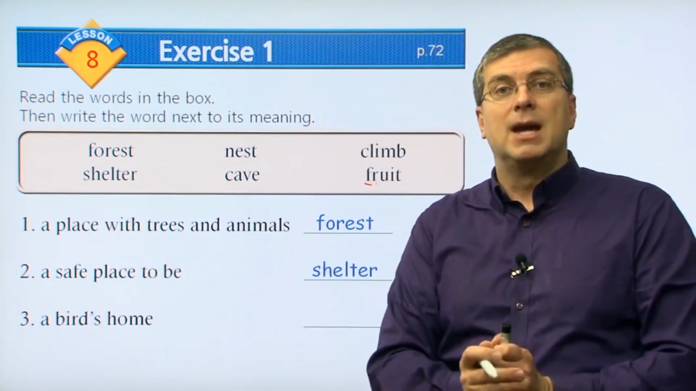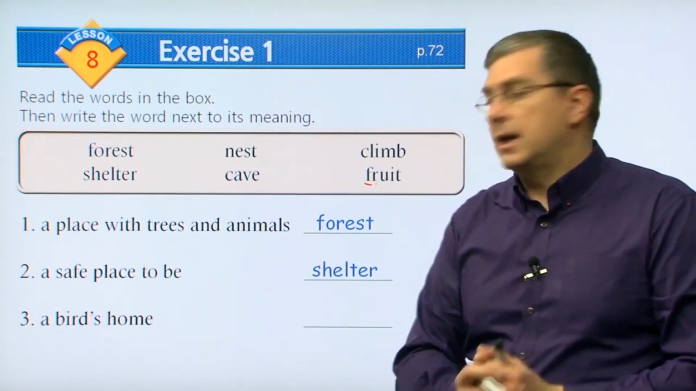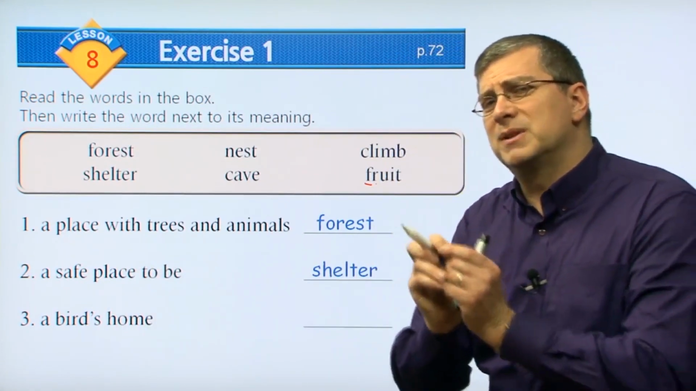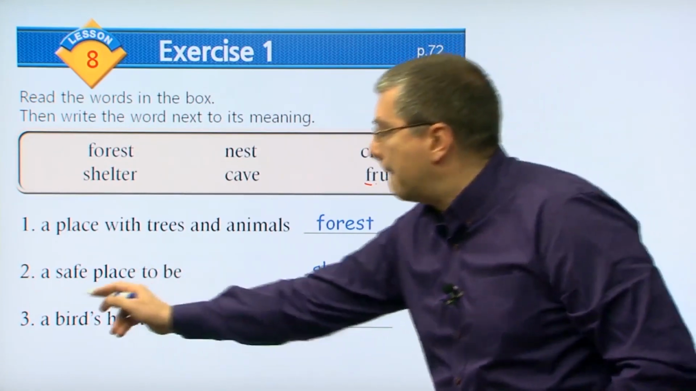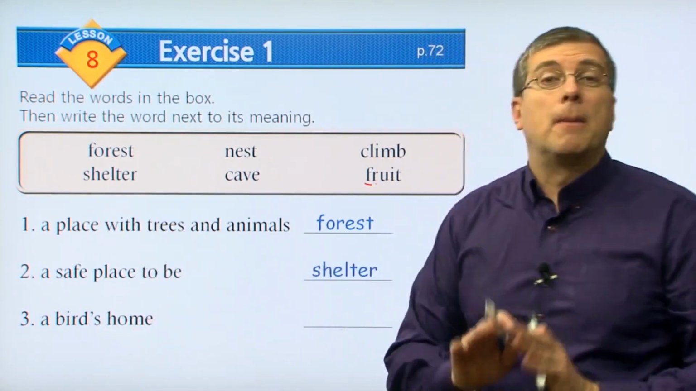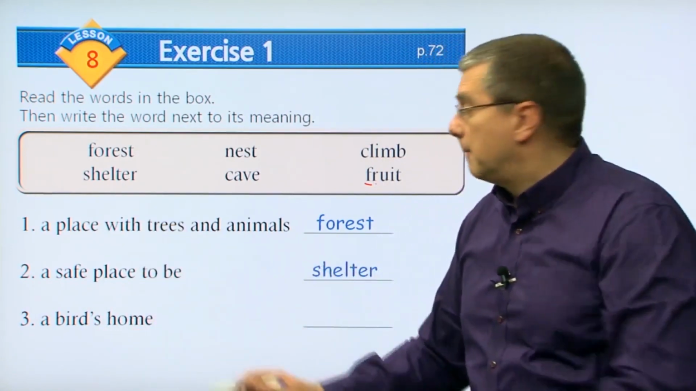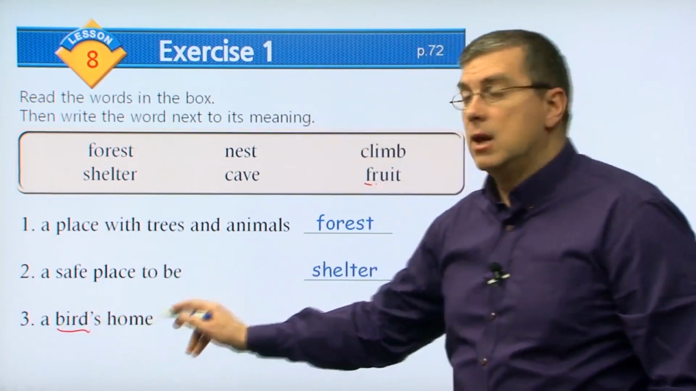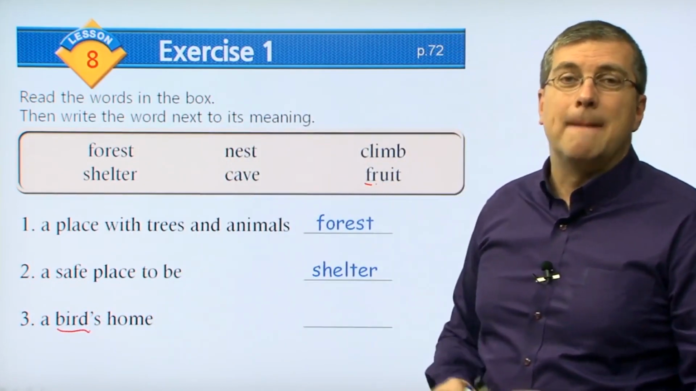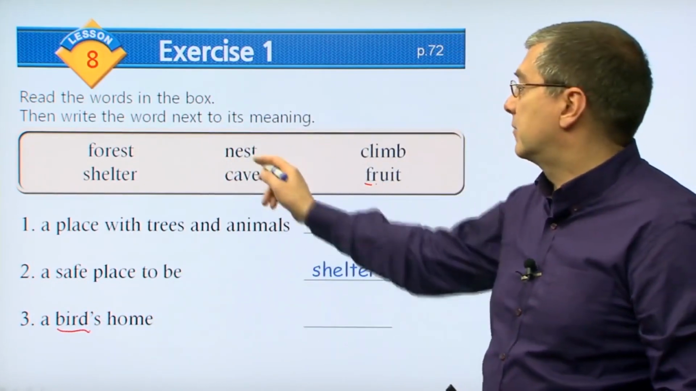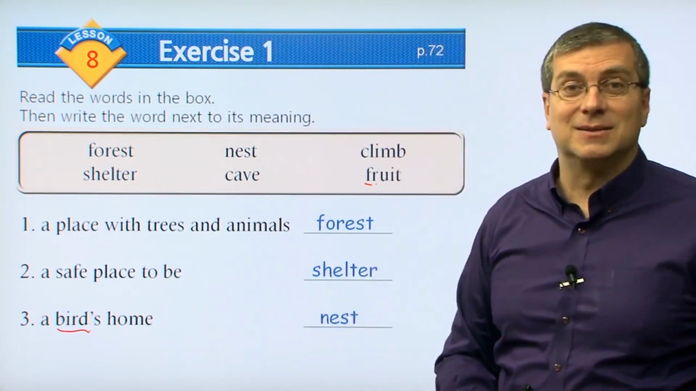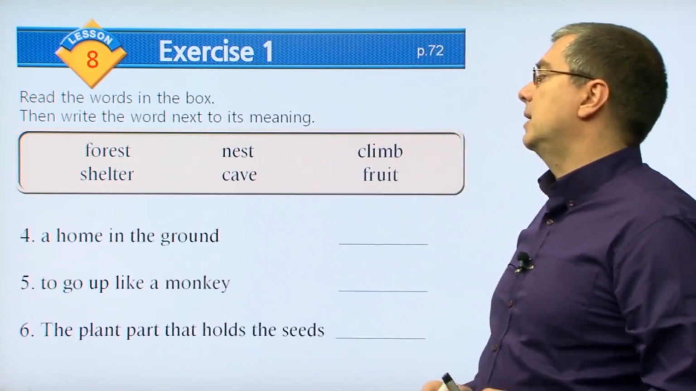If you're safe there, it is a shelter. Okay. Number three. Now it's more specific, right? Now we're looking at a more specific type of shelter, a bird's home. Not a wild dog's home, not a person's shelter, but a bird's home. Which word is associated with bird? Which word is a bird's shelter? It is, of course, nest. So a bird's home is a nest. Okay, good. Let's move on to the next three.